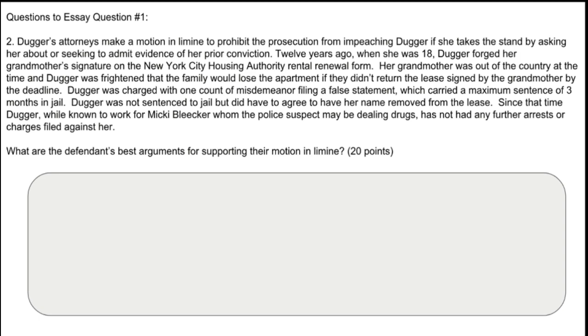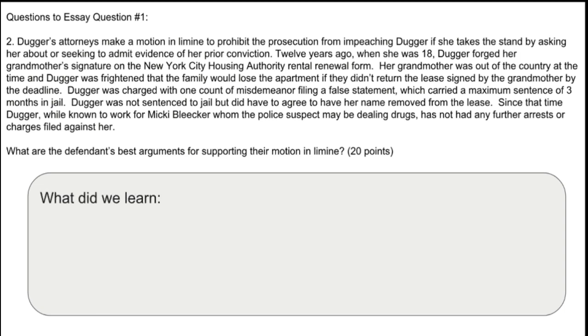Since that time, Duggar, while known to work for Mickey Bleecker, whom the police suspect may be dealing drugs, has not had any further arrests or charges filed against her. So this is 12 years ago, 3 months, and she has not had any charges filed against her. Seems like we're talking about 609.